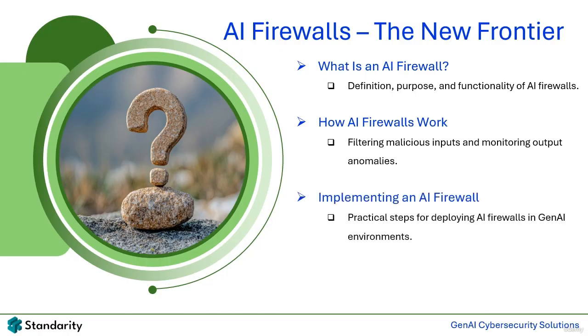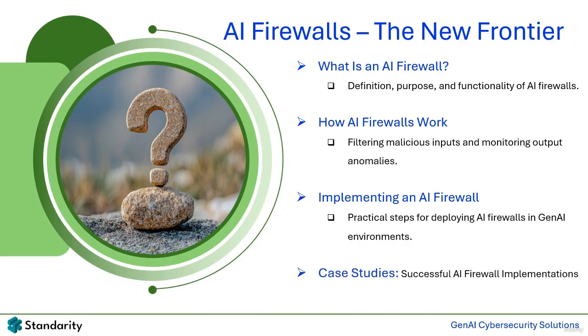We then cover implementing an AI firewall in GenAI environments. This involves assessing system vulnerabilities, selecting the right firewall, configuring input filters, enabling output monitoring, and continuously updating the firewall based on evolving threats. SecureNet follows these steps meticulously, ensuring their GenAI systems remain resilient against both known and emerging attack vectors.